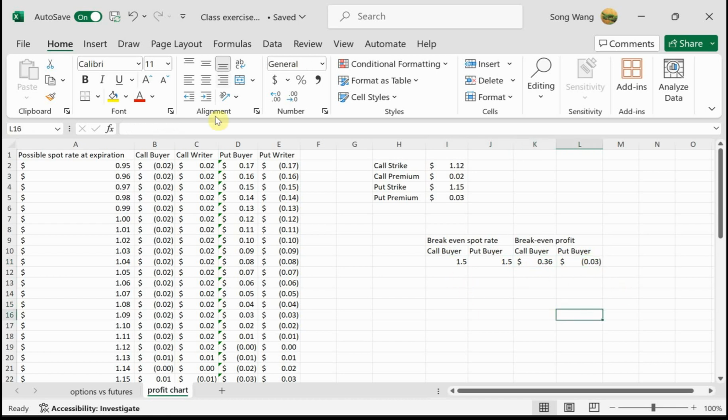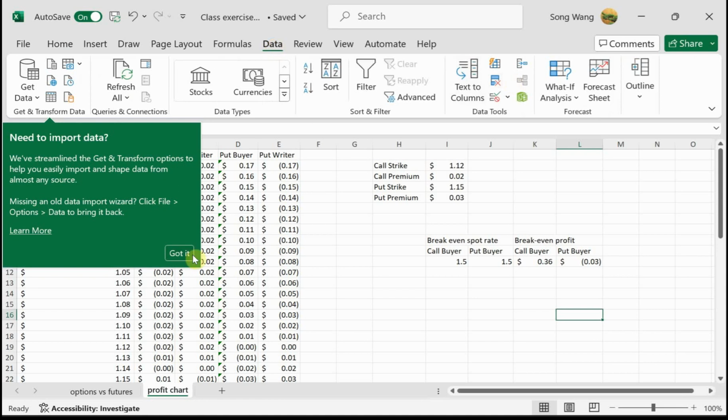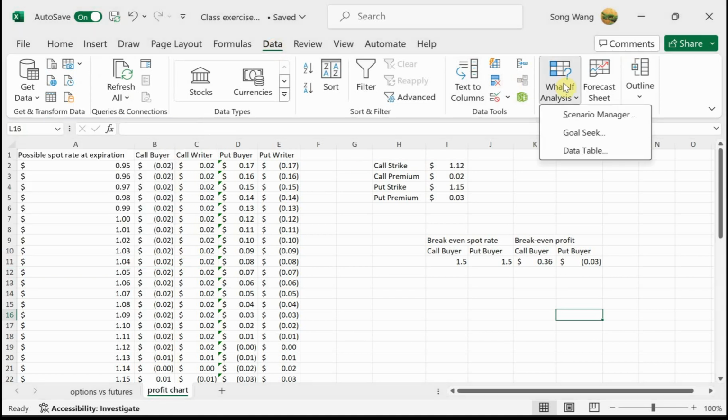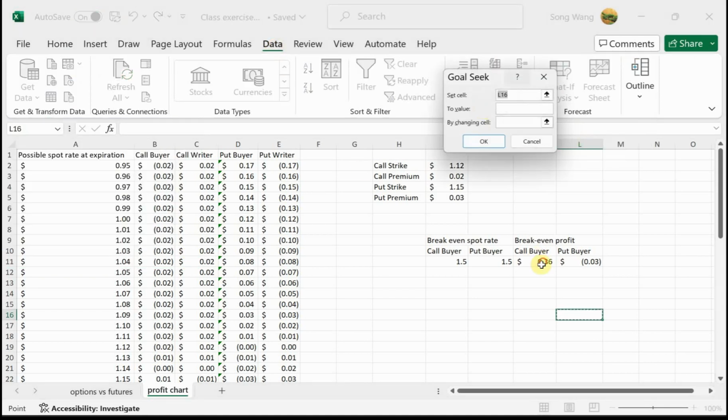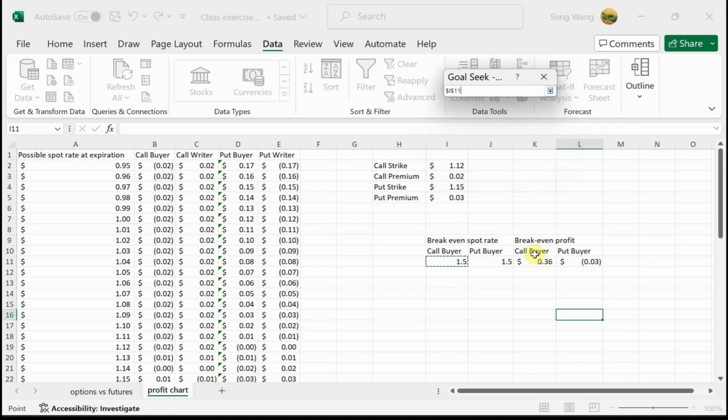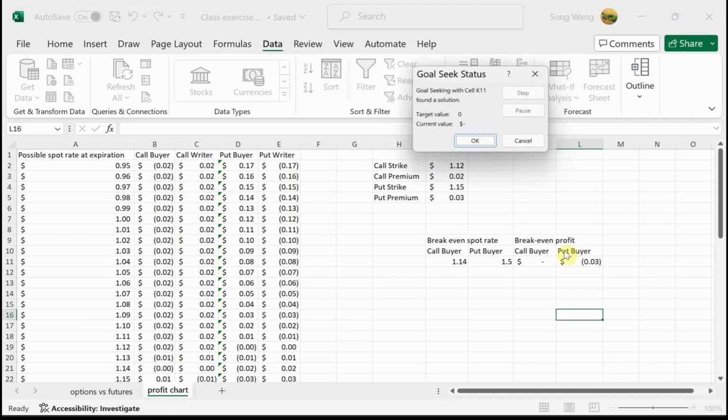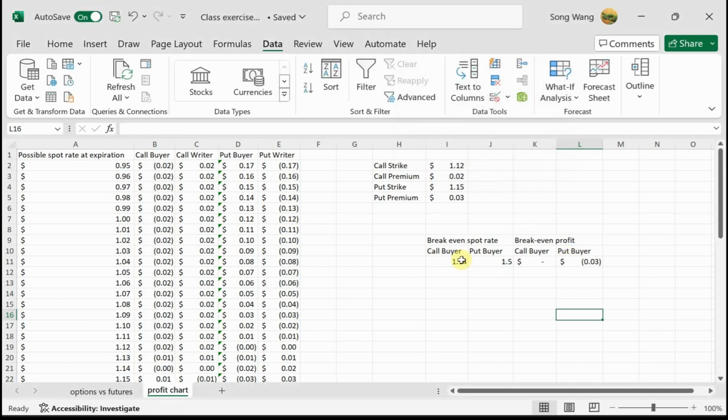And then I will need to apply Goal Seek under What-If Analysis. I will set the call option buyer's profit to a value of 0, so that's the break-even profit, by changing the spot rate for the call option buyer. Then I hit OK, and as you can see, the result is 1.14. That means when the spot rate is 1.14, the profit for the call buyer is 0.